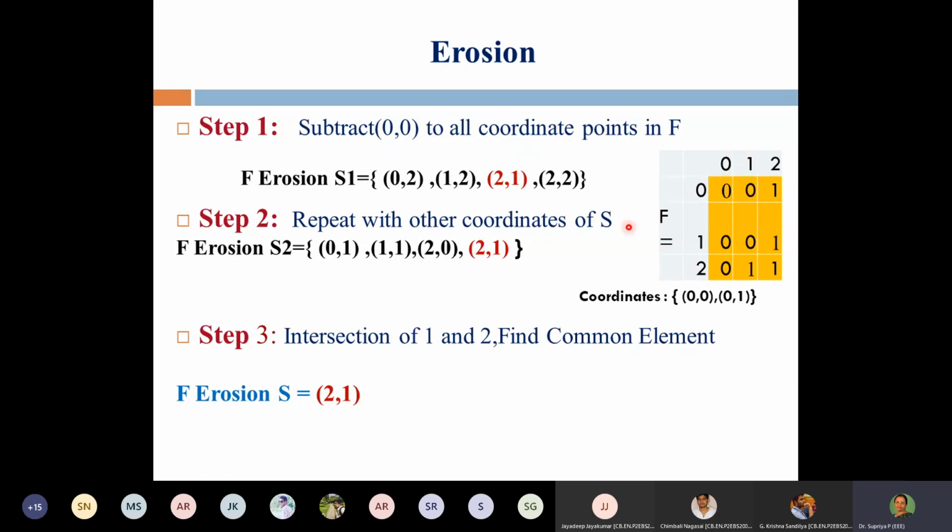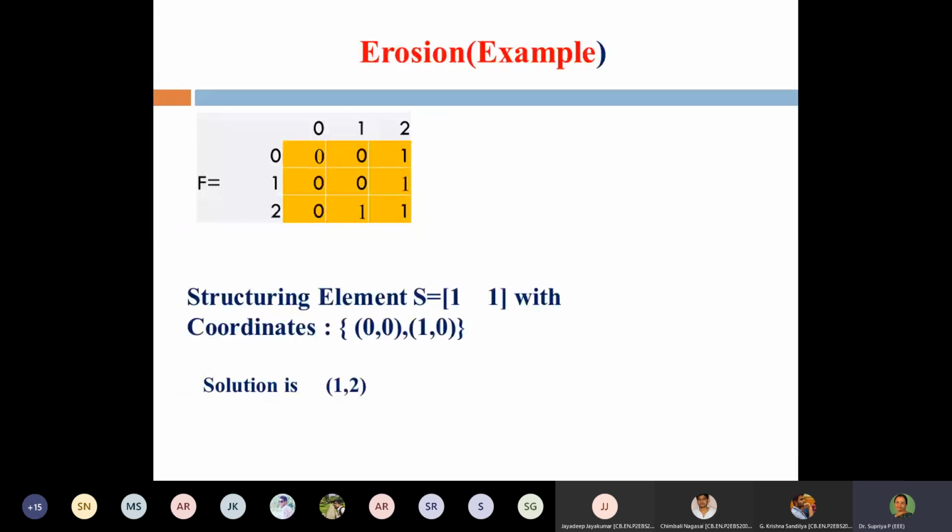Next, we need to consider the second coordinate, which is 0, 1, which means we need to subtract 0, 1 from this. So this becomes 0, 1, this becomes 1, 1, 2, 0 and 2, 1. In the previous case, we were considering all the elements and writing each only once, but here erosion is just considering the intersection. Hence, we will consider the solution only as 2, 1. So the mathematics of dilation and erosion we have considered without going much deeper into what is erosion and what is dilation. One more example is given for erosion.